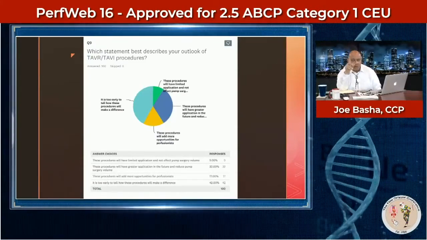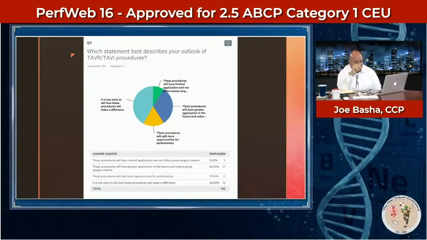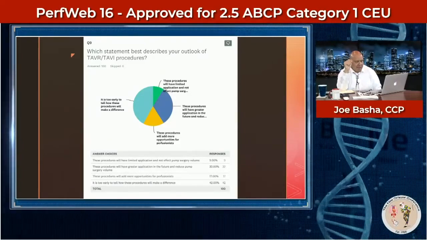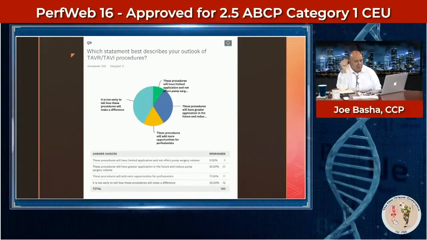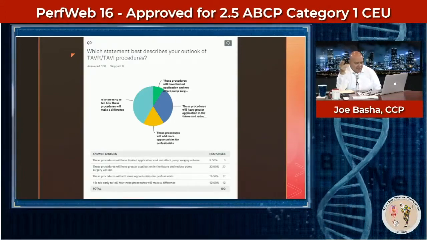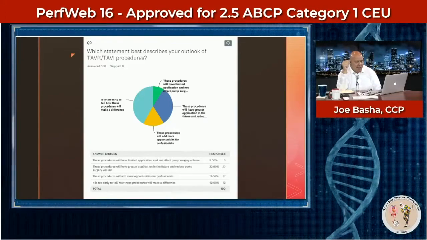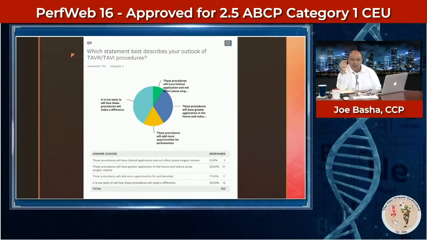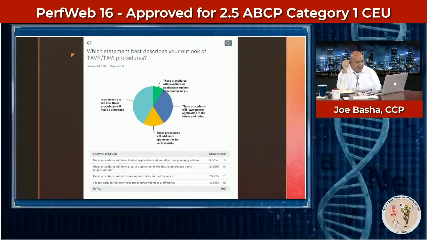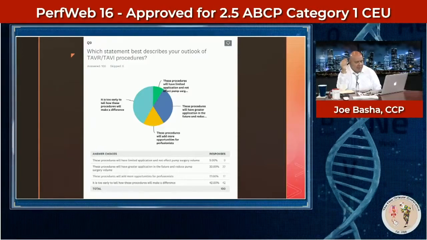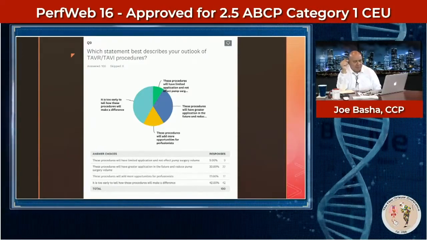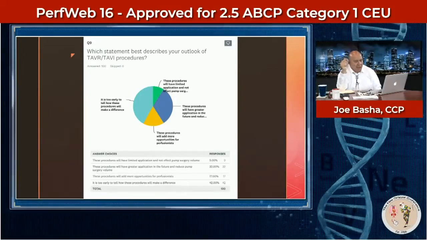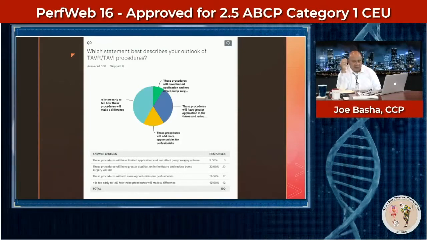Which statement best describes your outlook of TAVR? So let's just go to the dominant one, 42%, that's down at the bottom: it is too early to tell how these procedures will make a difference. The next highest is that these procedures will have greater application in the future and reduce pump surgery volume. And then at 17%, that these procedures will add more opportunities for perfusionists.